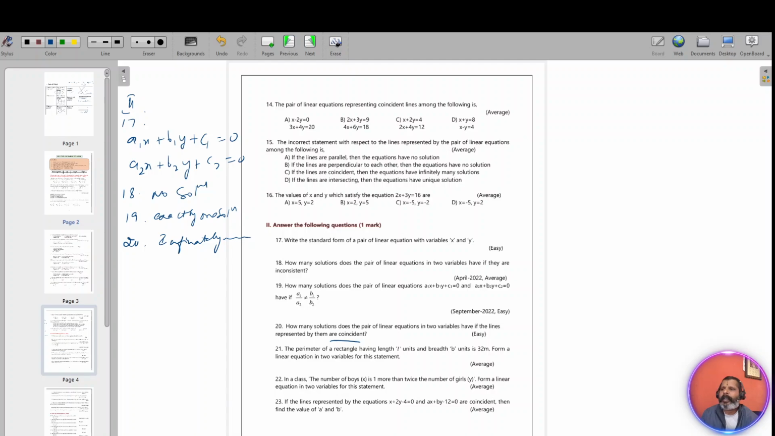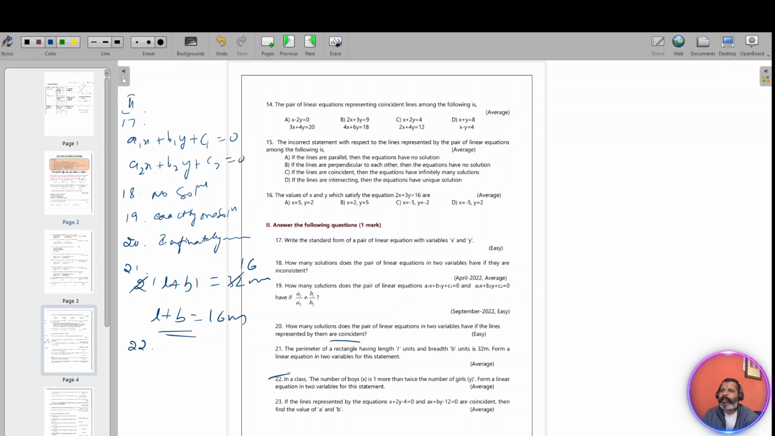Then 21. The perimeter of a rectangle of length L unit and breadth B unit is 32 meter. Form the equation for this statement. You should know converting statement to expression. That is, perimeter is 2 of L plus B equal to 32 meter. That's enough. Or you can also do L plus B equal to 16 meter. This is fine.